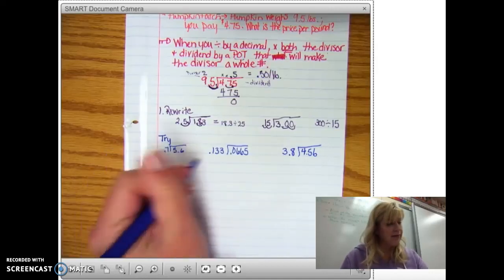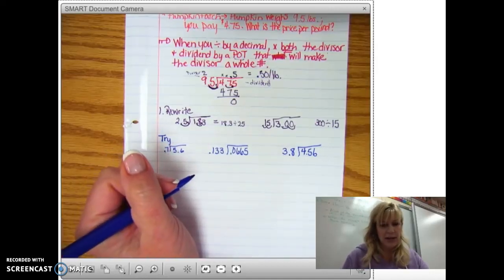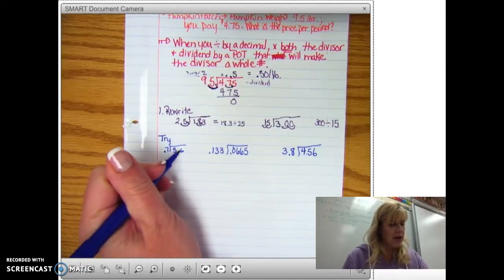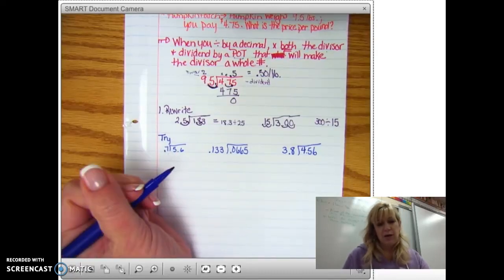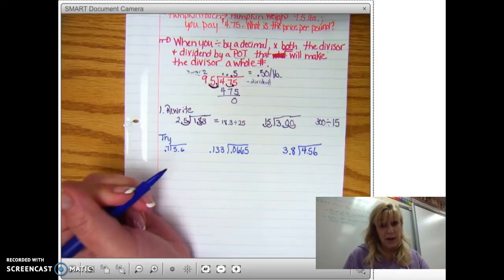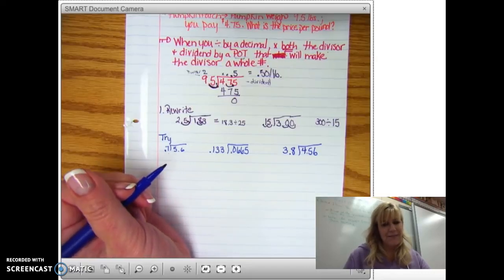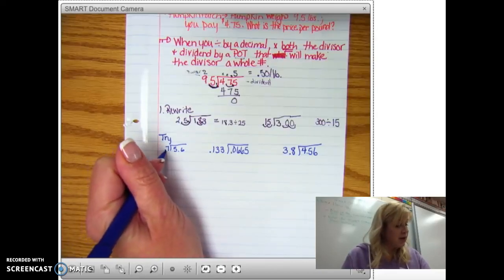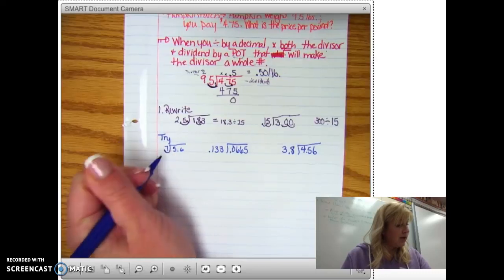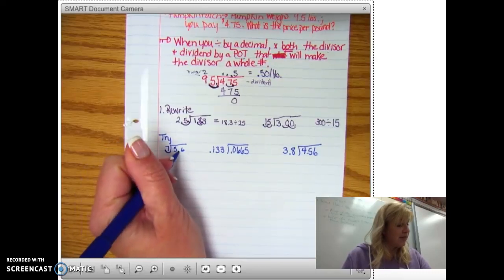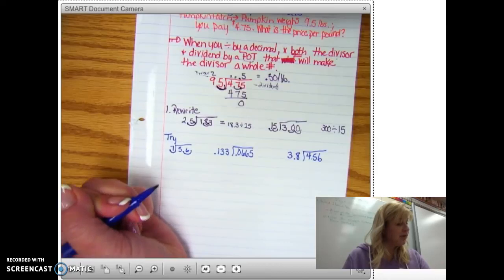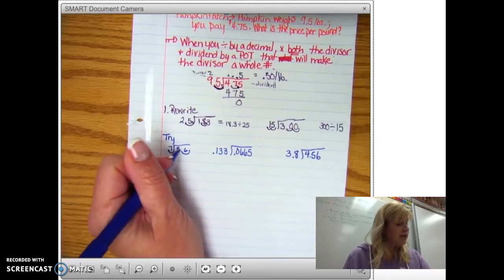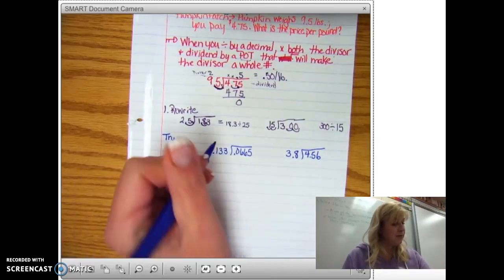So this divisor has no decimal in it. Whatever you do here, you need to do to the dividend, or what's under the garage, as I like to say. So go ahead and pause it right now. And now let's go through the answers. So in order for this to be a whole number 7, this now has to become a 56. So it's the same as 56 divided by 7.